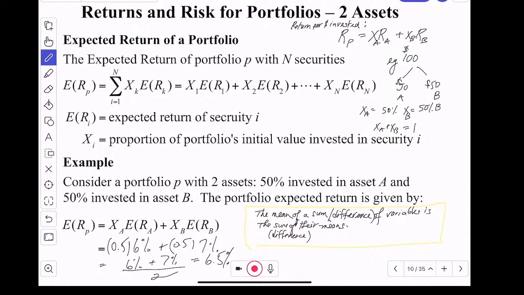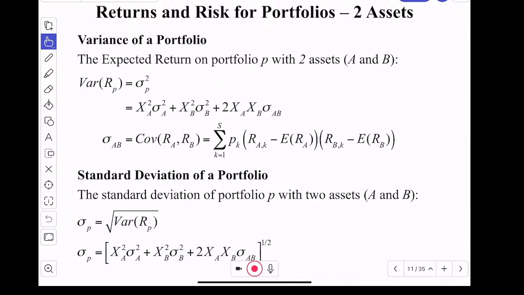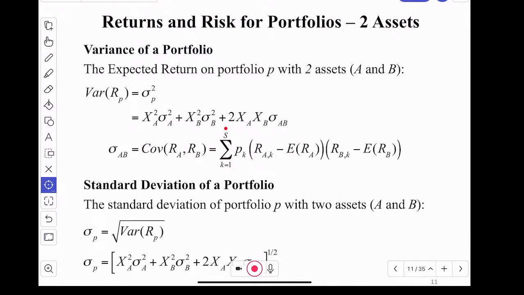All right, so we got the mean of the portfolio. Now let's get the standard deviation of the portfolio. That should be easy, right? No big deal. Let's see what that looks like. Ready? Variance. Aha, what is this? This is the variance of RP.